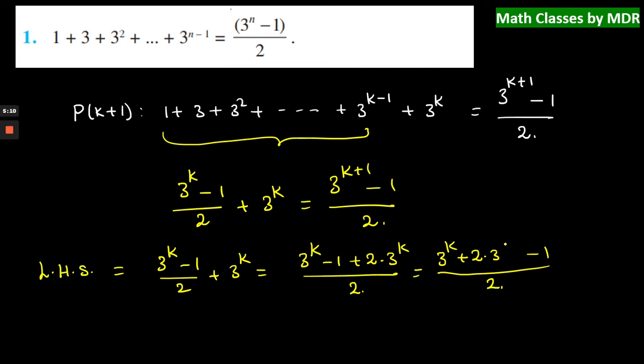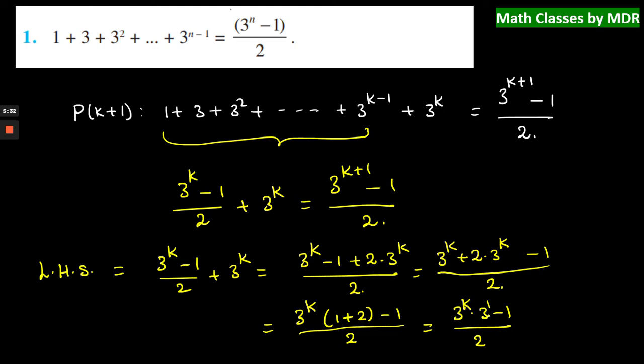power k common here, right? And then I will take it as 3 power k into 1 plus 2 minus 1 by 2, right? So I can write it as 3 power k into 3 minus 1 by 2. What is 3 power k into 3? 1 plus 2 is nothing but 3, right?